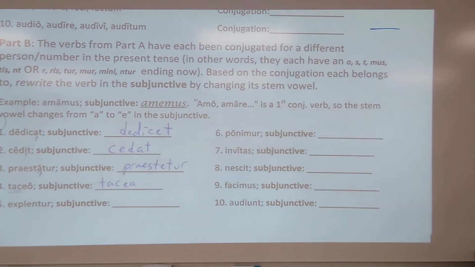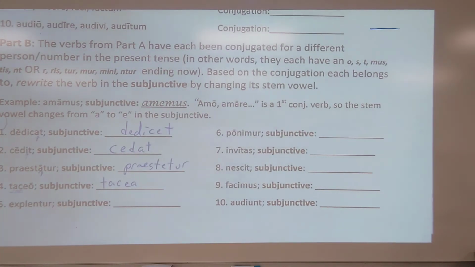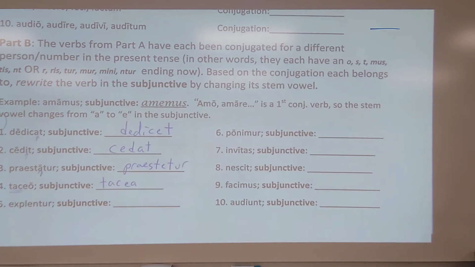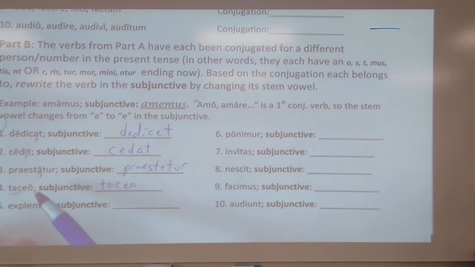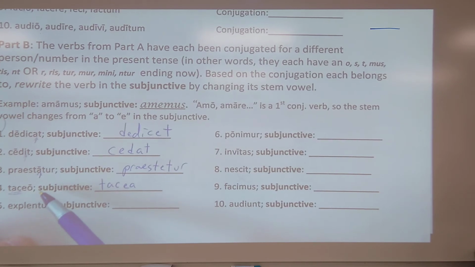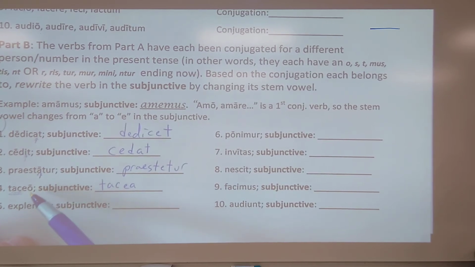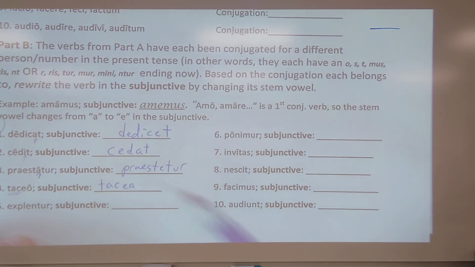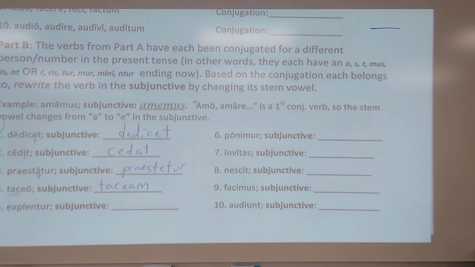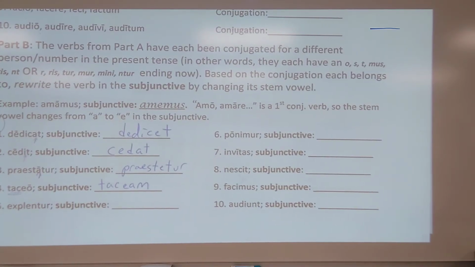But remember that for 5 out of the 6 forms, so second person, third person singular, and then first, second, third person plural, the endings are exactly the same for indicative and subjunctive. The only one of those that changes is first person singular. And if you go back and look, that means the O from first person singular in the indicative turns into M in the subjunctive. So our answer will be taceam.